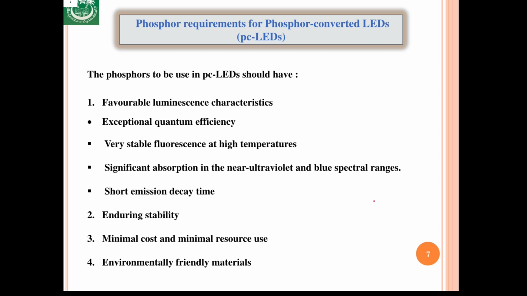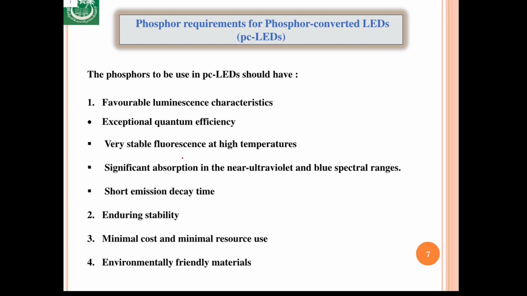directly unless it satisfies certain criteria. The foremost one is favorable luminance characteristics, like having exceptional quantum efficiency, very stable fluorescence even at high temperature, significant absorption in the near ultraviolet and blue spectral ranges, and short emission decay time. All these luminance characteristics serve as the initial screening criteria for any material to be used as a phosphor in a phosphor-converted white light LED.